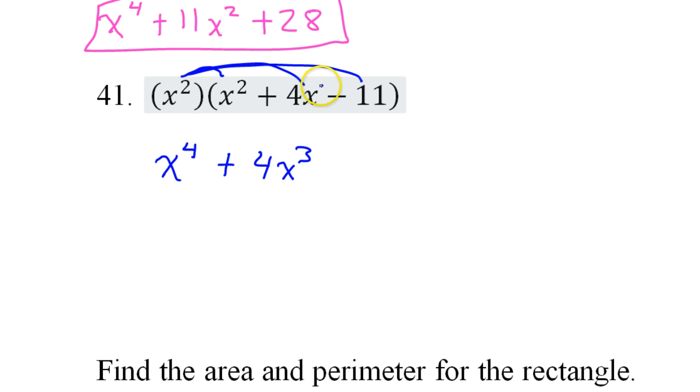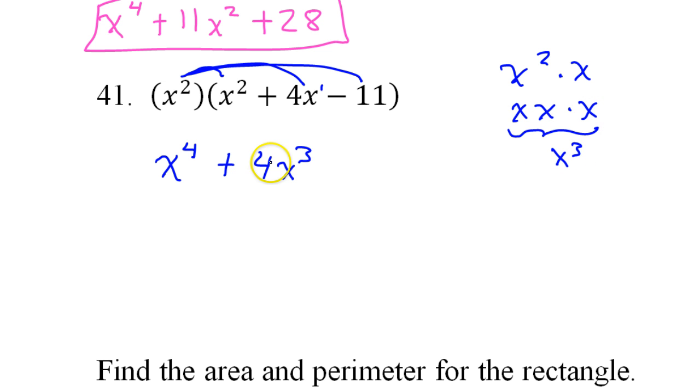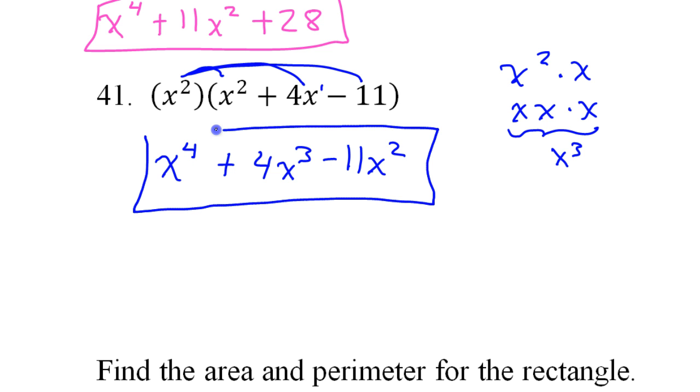Alright, I guess you could think of it as adding the 2 and the invisible 1, but I think of it as x squared times x. Remember, x squared is x times x. So I have x times x times x. Of course, that is x to the 3rd power. Anyway, x squared times negative 11 is negative 11x squared. So that would be your answer to number 41.